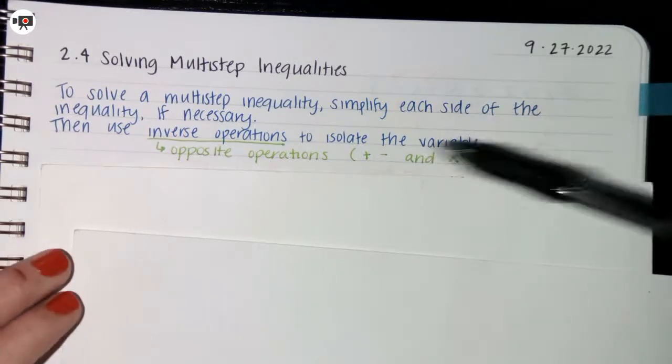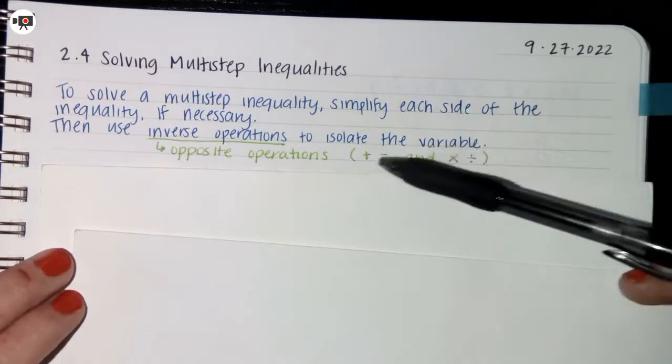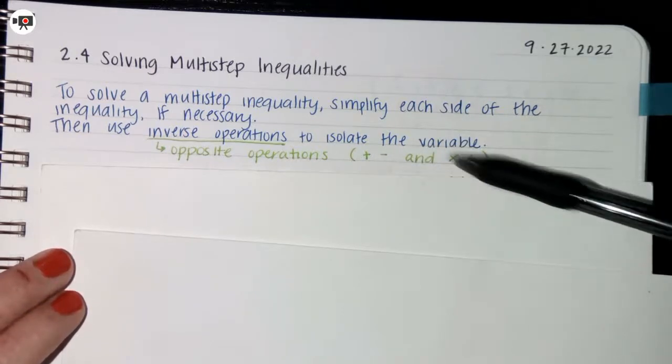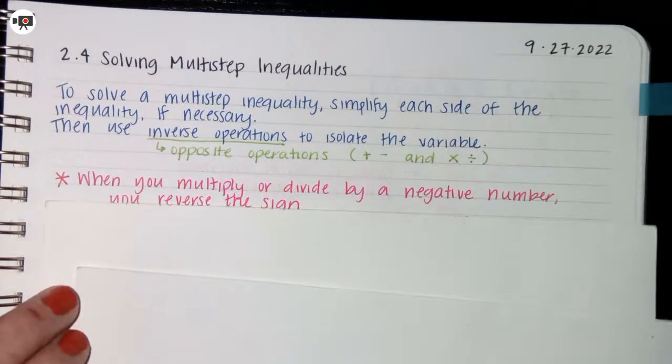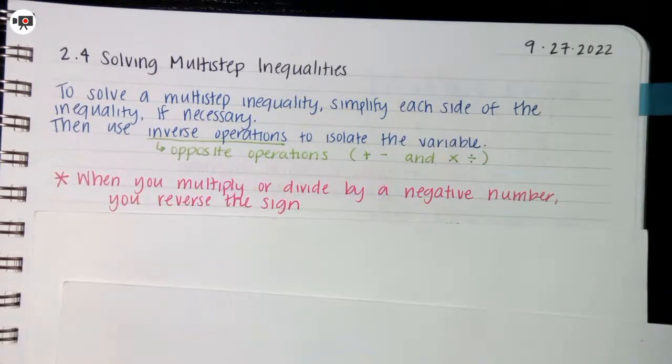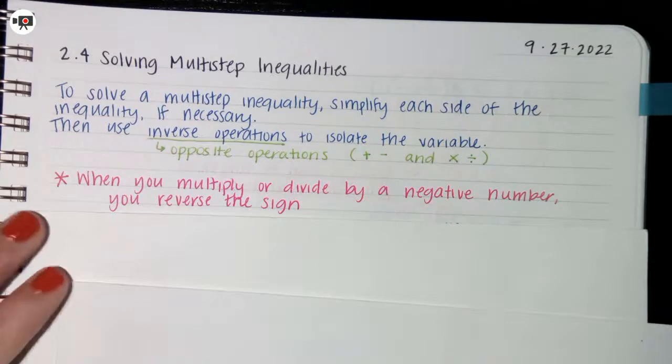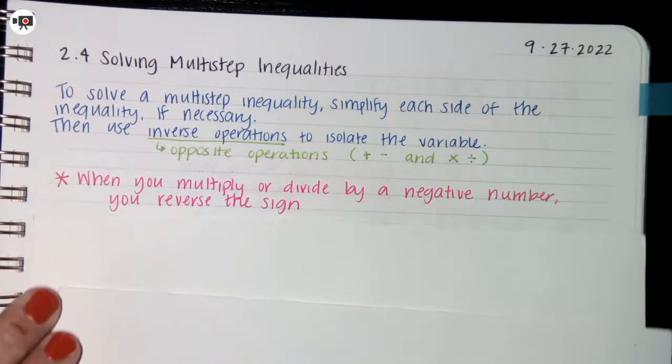We cannot mix and match addition with division, subtraction with multiplication. They must be each with their own. And one last thing, remember that if you multiply or divide by a negative number, you need to reverse the sign. So the inequality symbol will switch directions.